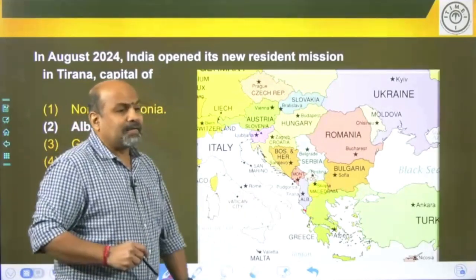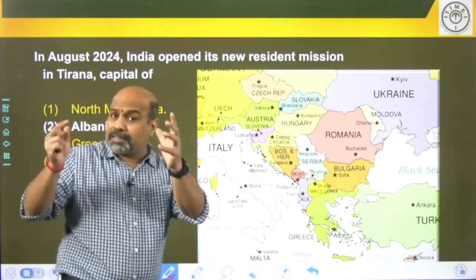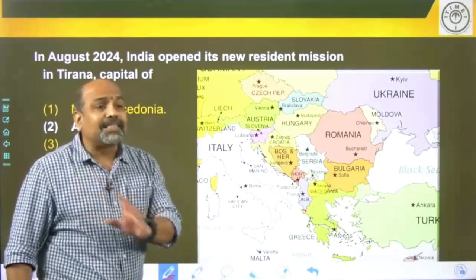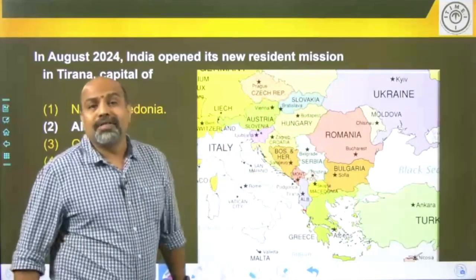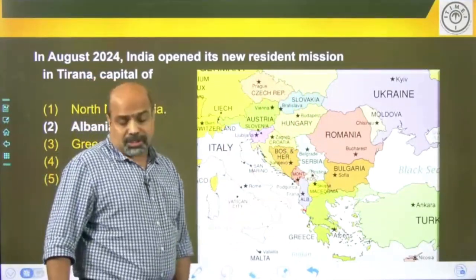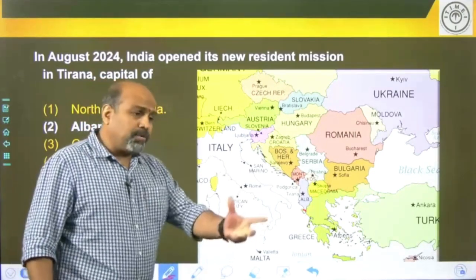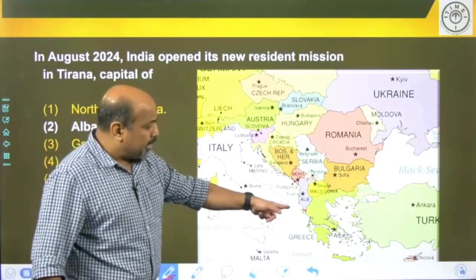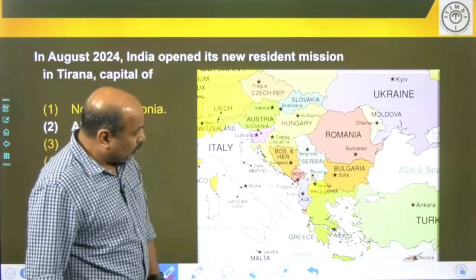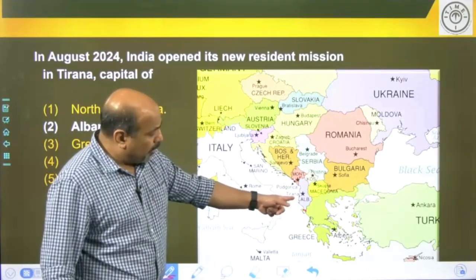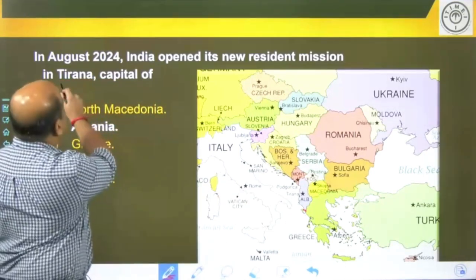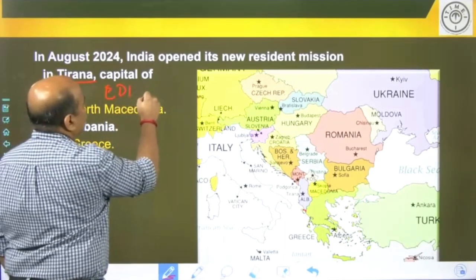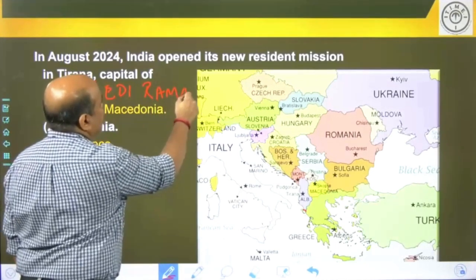In the 1970s, it became the world's first constitutionally atheist country. The country's constitution said there is no God, so people were forced to give up their religious belief and adopt a secular way of life. Today, of course, Islam is the main religion here, but Albania historically has been a very secular country. The capital is Tirana, and its prime minister is Edi Rama.